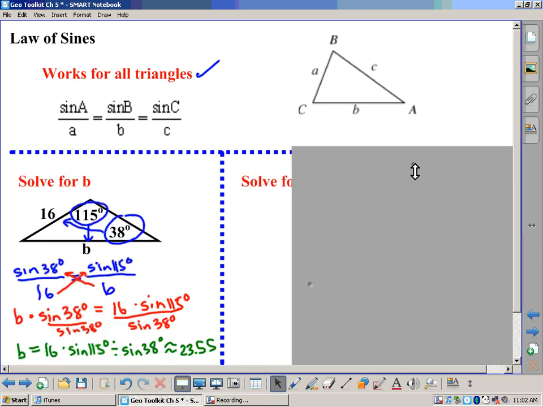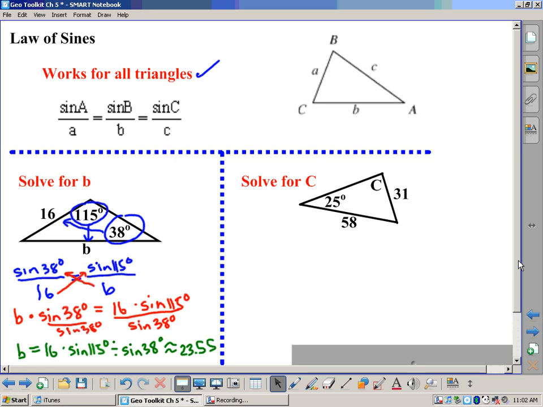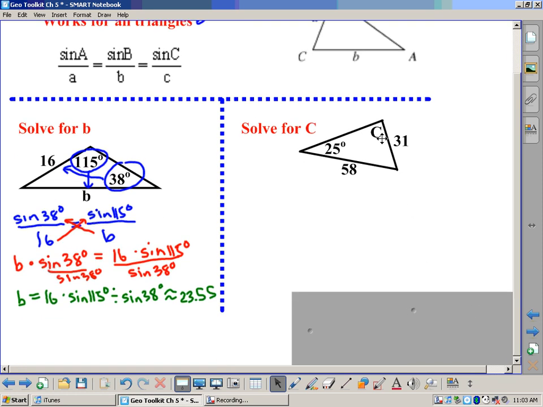So let me go ahead and get rid of this here. So in this case here, we have an angle, angle C. We have the side opposite is 58. We have an angle over here, 25 degrees, and a side is 31. So in order to do this one, 25 degrees and 31 are opposite each other. So we'd say sine of 25 degrees divided by 31, and that would equal sine of angle C. We don't know what angle C is, divided by 58.